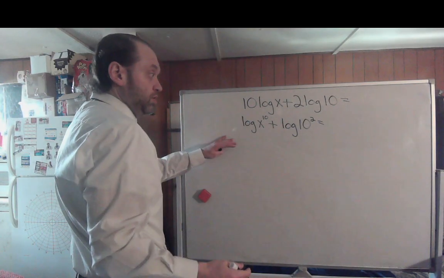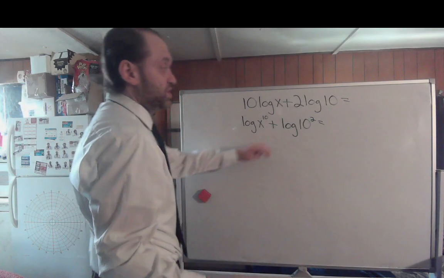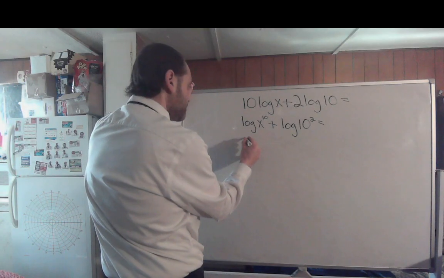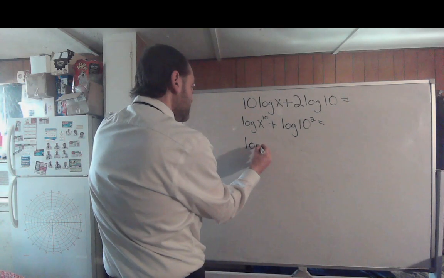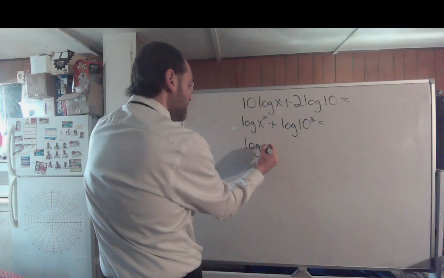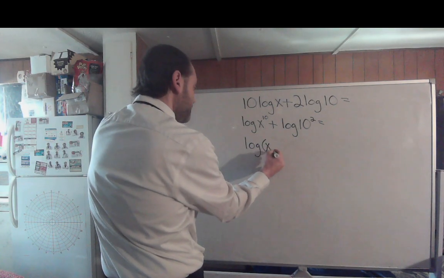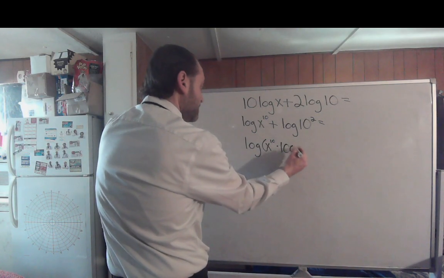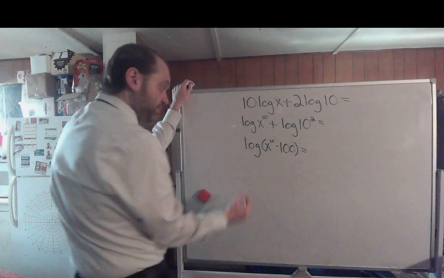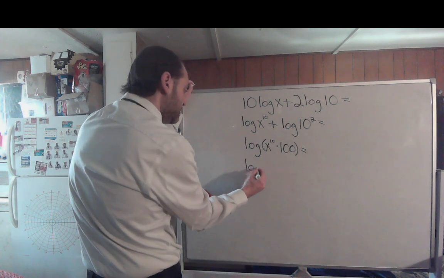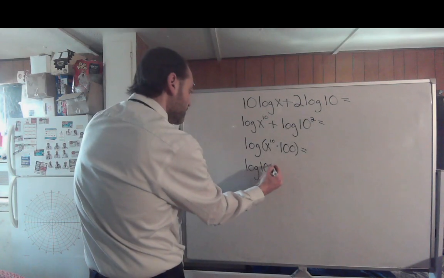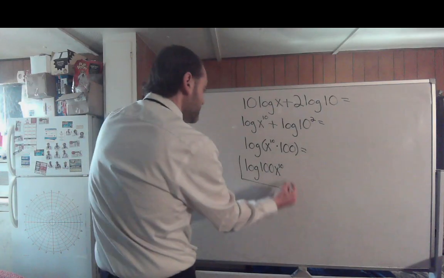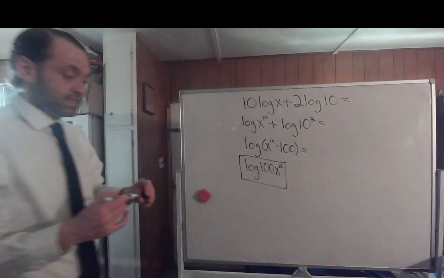Well, now you have the sum of two logs of the same base, which is a product rule. So this will turn into log of x to the 10th times 10 to the second, which is 100. So to simplify this, this would end up being the log of 100x to the 10th. So you get the log of 100x to the 10th.